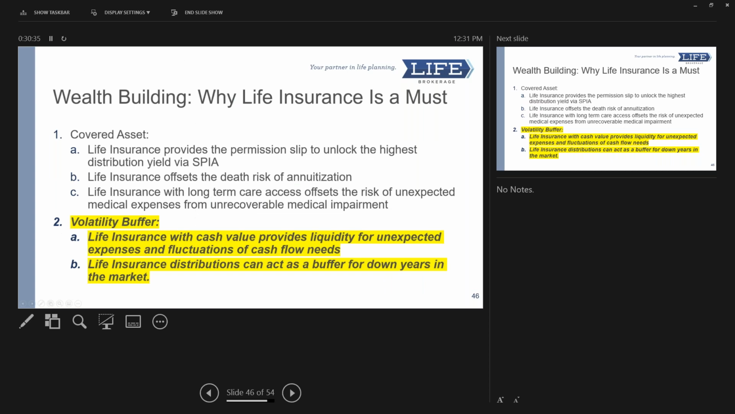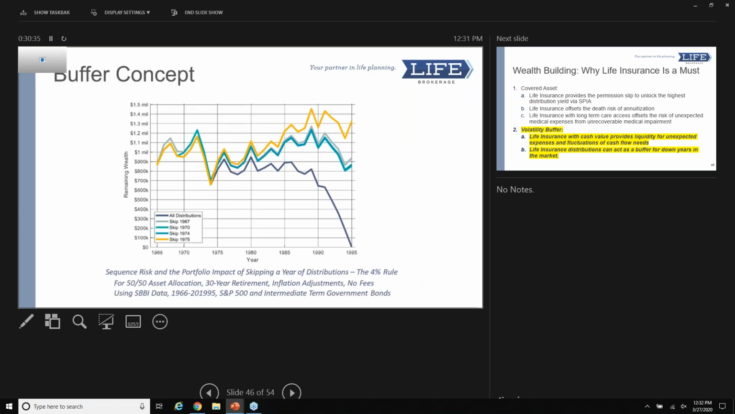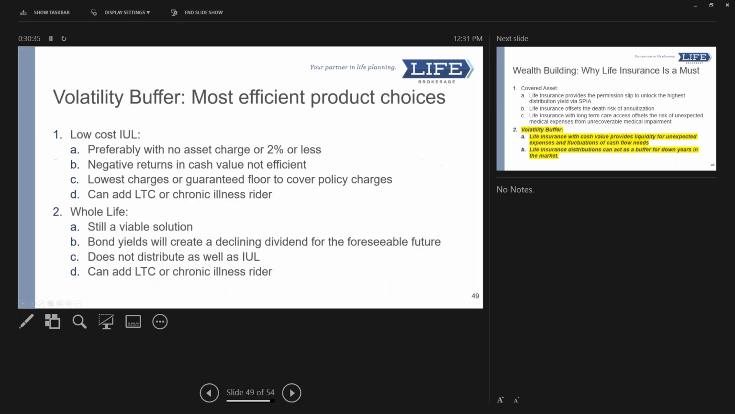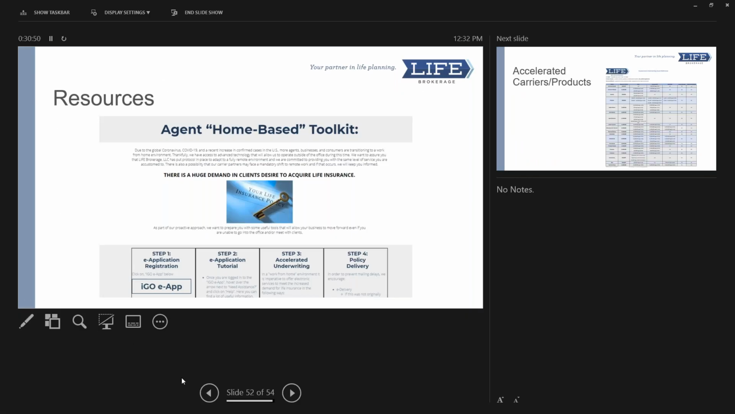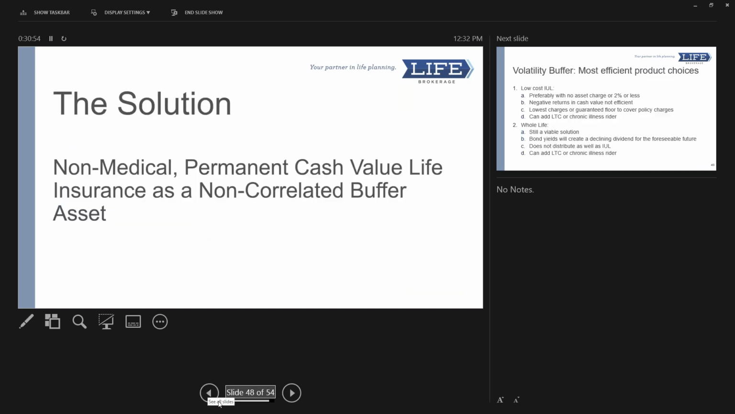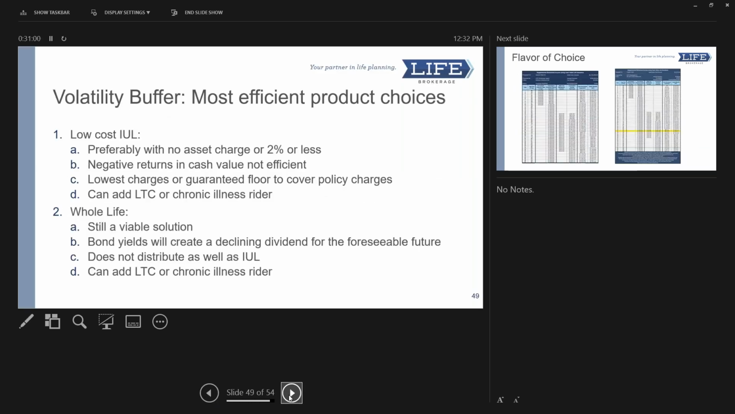So I'm going to wrap with just a couple pieces. Here we go. The solution: non-medical permanent cash value life insurance as a non-correlated asset. It doesn't matter which flavor. Everyone takes a pretty firm stance on low-cost IUL. Who's a whole life guy? Who's an IUL guy? It doesn't matter.